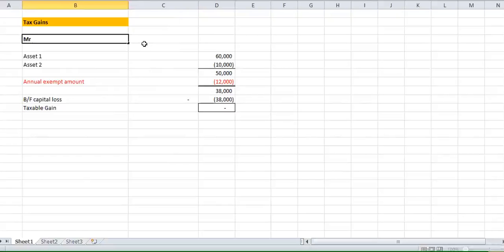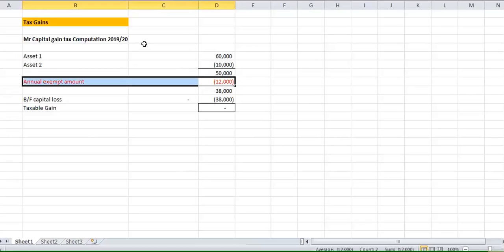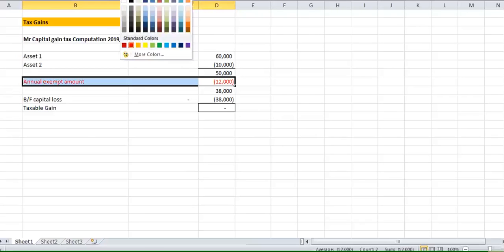So for example, in 2019-20, if we discuss the pro forma in detail, in the first line you will write down Mr. A. This would be your top line. So, Mr. A capital gain tax computation for 2019-20. For example, we have sold an asset 1. We have a capital gain of £60,000 on asset 1.